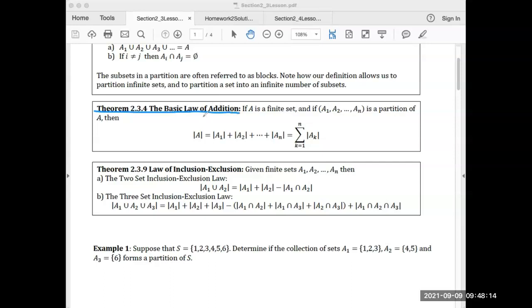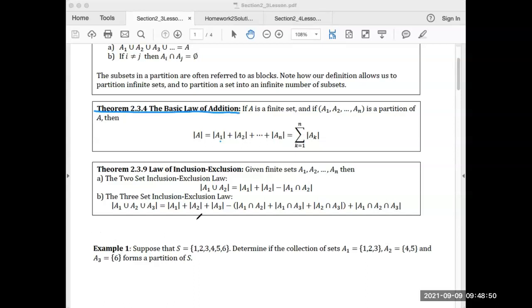So this is where partitions come into play when it has to do with sets. If A is a finite set and A1, A2, ..., AN is a partition of A, that means they contain all the elements in the original set and there are no intersections, no commonalities. You also say the sets are disjoint, right? Then to find the magnitude of the set, you just add up the magnitudes of the smaller sets, okay?